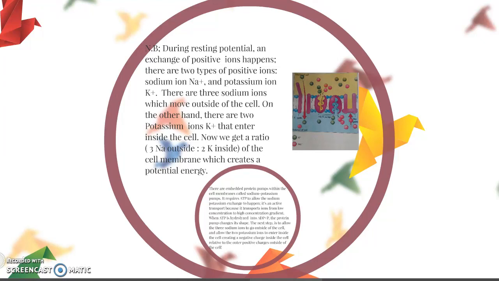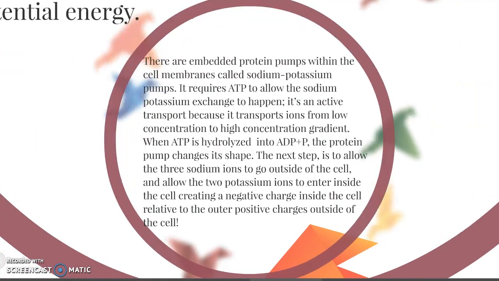So we will recognize that there are three sodium ions which move from the inside of the cell to the outside, and we have two potassium ions which move from the outside of the cell to the inside. And this process needs ATP. So they pass through the sodium potassium pump, because the sodium potassium pump is a protein pump which uses ATP as a source of energy, and they need energy because they travel against the concentration gradient. So for this reason ATP is hydrolyzed to give ADP and phosphorus.